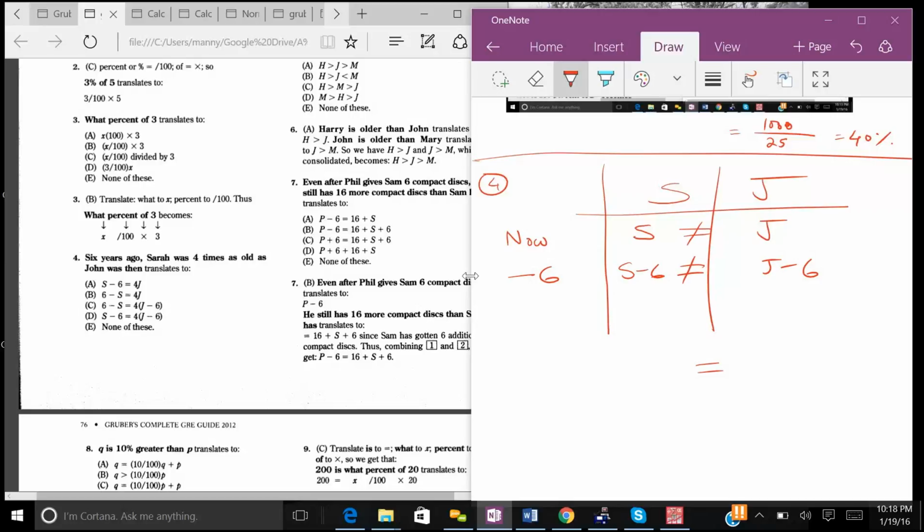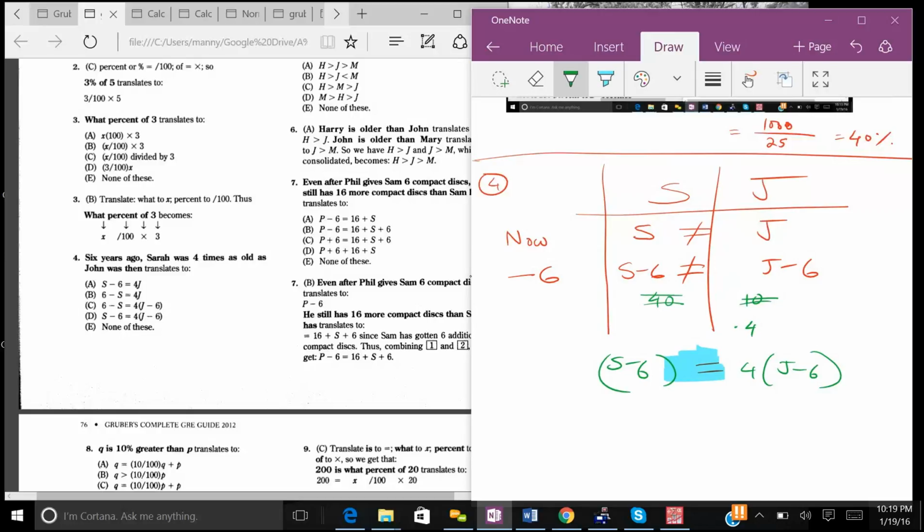So how do you solve this kind of problem? You're supposed to make something equal to something. Then a word problem becomes a simple algebra problem. Here it says Sarah was 4 times as old as John. So if Sarah was 40, John was 10, right? To make it equal, you need to multiply John by 4. So 4 times John minus 6 must be Sarah minus 6. That should be the equation. Don't cross this off because this is just a dummy number.